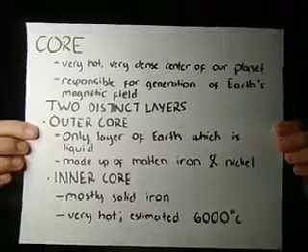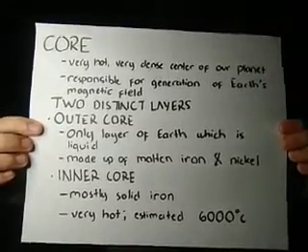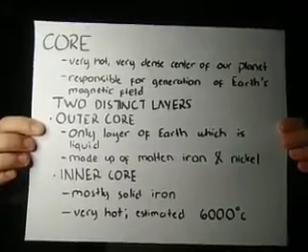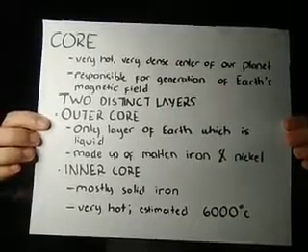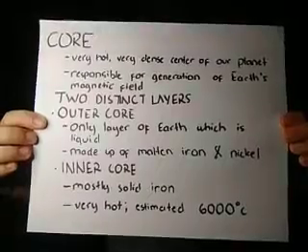The first one is the outer core. The outer core is the only liquid layer of the Earth. It is made up of molten iron and nickel. The inner core is mostly solid iron. It is very hot. Its estimated temperature is about 6,000 degrees Celsius.